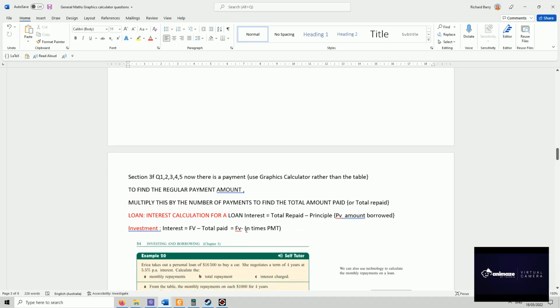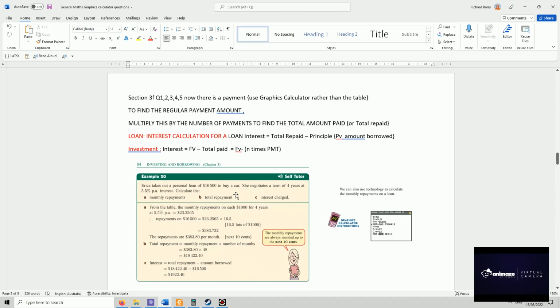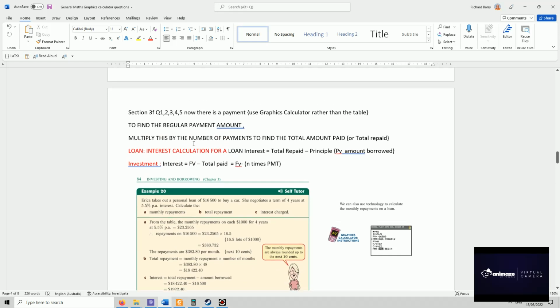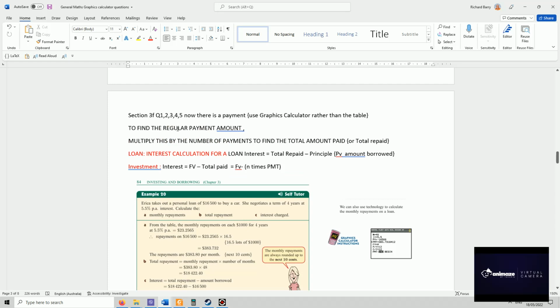Okay, well now we're going to look to use the graphics calculator to solve some of the questions towards the end of the course. The primary purpose is to use the graphics calculator to generate a regular payment from the given information in the problem. Then the question doesn't stop there. Once we get that payment, how much money do we total pay? Well, it's the number of payments times how much each time.